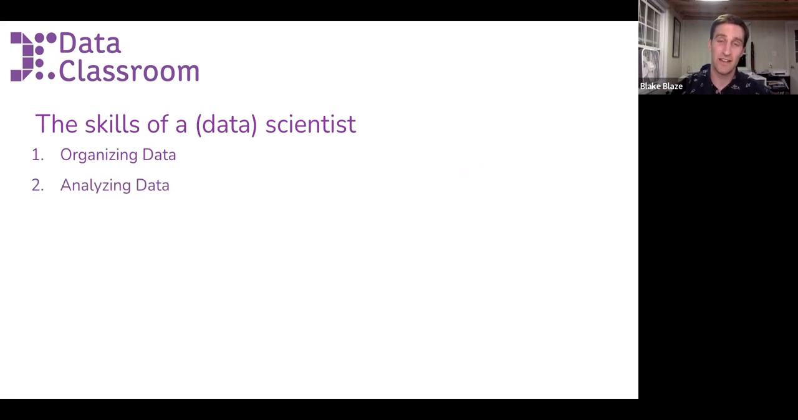Next skill is analyzing data. This is knowing what statistical tests to use and getting comfortable handling those analyses. Communicating data, so taking the results of your analyses and effectively communicating them to your audience. And finally, developing data intuition. And I'll explain a little bit more about what we mean by data intuition on our next slide here.